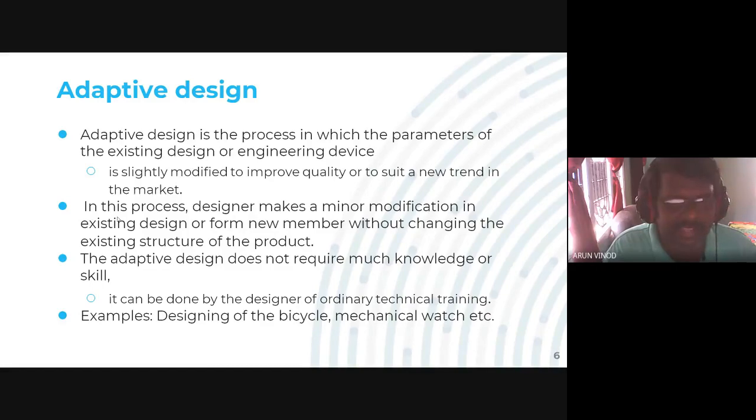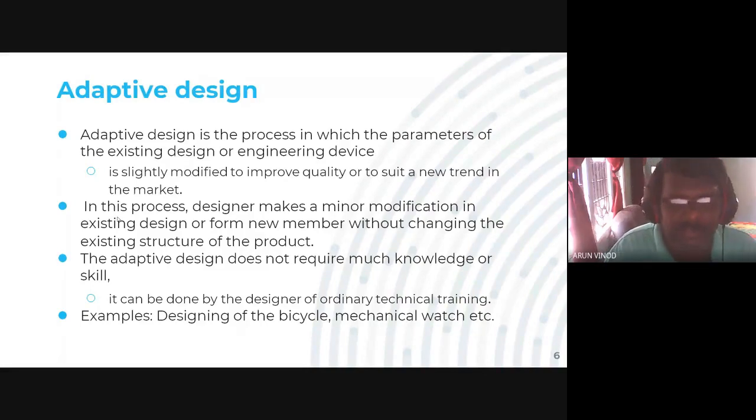They are telling that, okay, this is the existing structure. With the help of the existing structure, they are showing a new trendy model. The adaptive design does not require much knowledge or skill. If a person is already making a cycle, the same skill, they can use it. So the adaptive design does not require much knowledge. It can be done by the designer of ordinary technical training.